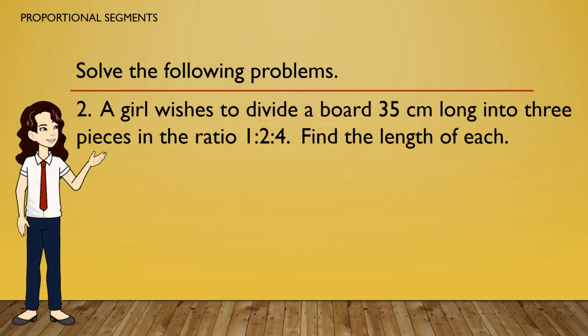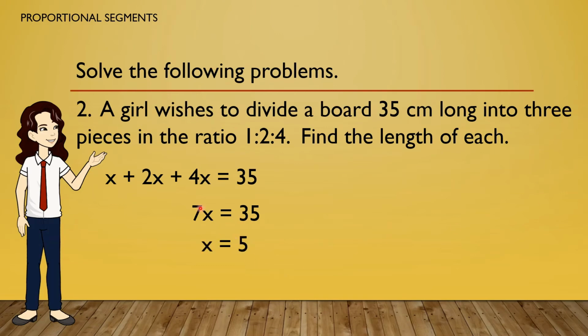Number 2. A girl wishes to divide a board 35 centimeters long into 3 pieces in the ratio 1:2:4. Find the length of each. So, again, you're going to get the ratio. Then write x, because 1x is also x only. Then 2 becomes 2x and 4 becomes 4x, equal to the total, and that is 35. Then you are going to get the sum. The sum is 7x is equal to 35. Divide both sides by 7.